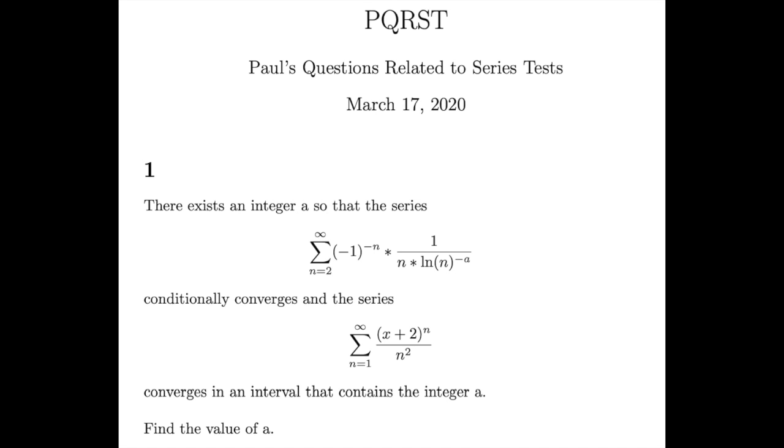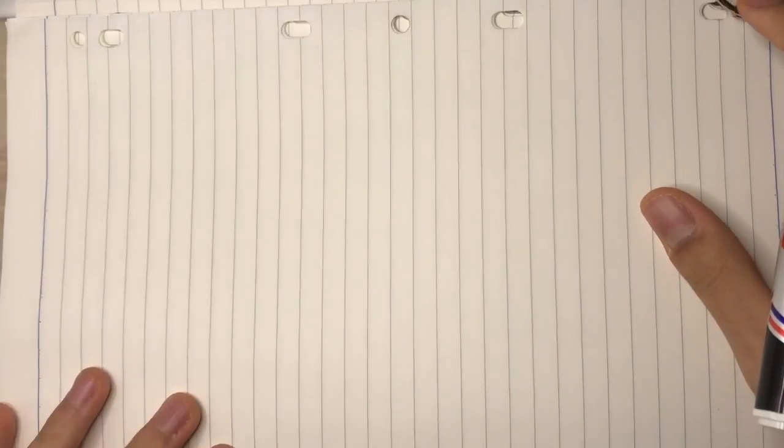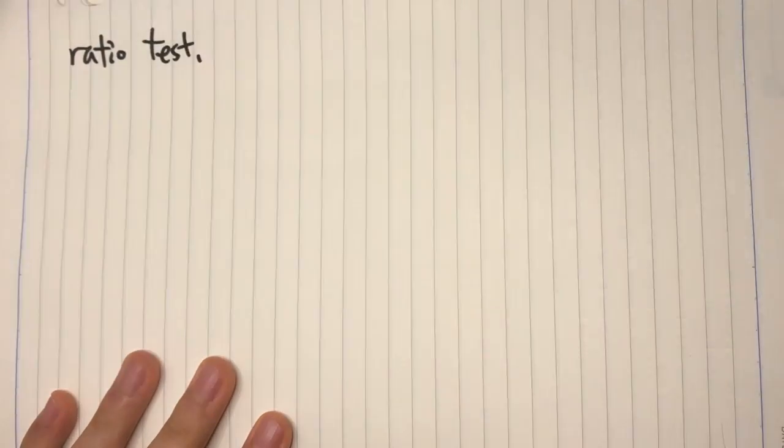Okay, so this is question number 1. We're first going to tackle the part about the radius of convergence. To calculate the radius of convergence and the interval of convergence, we're going to use the ratio test.